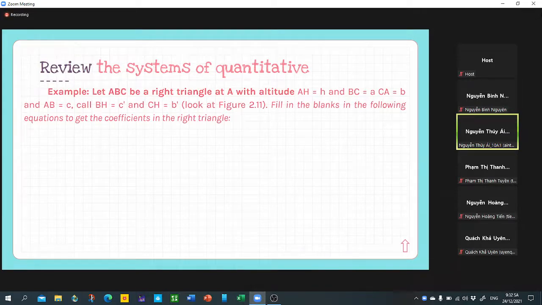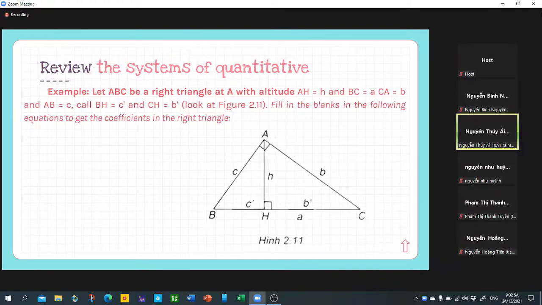Example: let ABC be a right triangle at A with altitude AH equal h, and BC equal a, CA equal b, and AB equal c. Count BH equals c', and CH equals b'. Look at figure 2.11. Fill in the blanks in the following equations to get the coefficients in the right triangle.